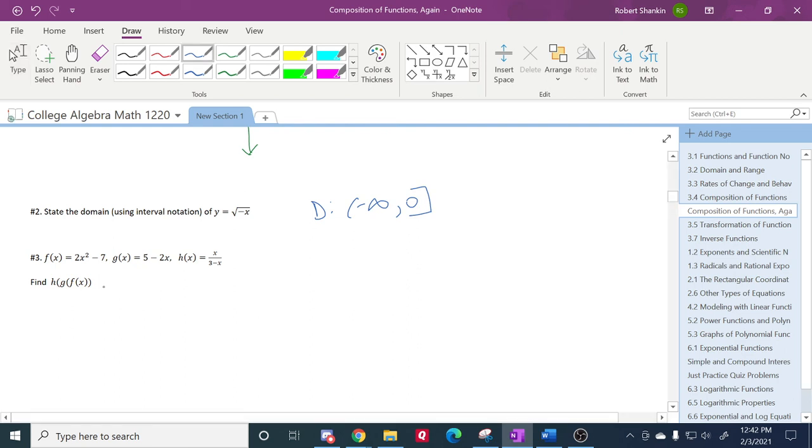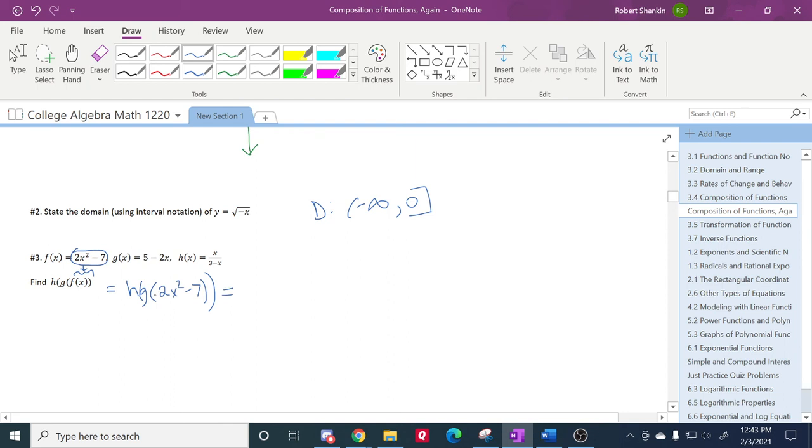Alright, so all I'm going to do is replace f of x with this as my first step. Okay, so this is just going to go in here. So then I'm going to get h of g of 2x squared minus 7.